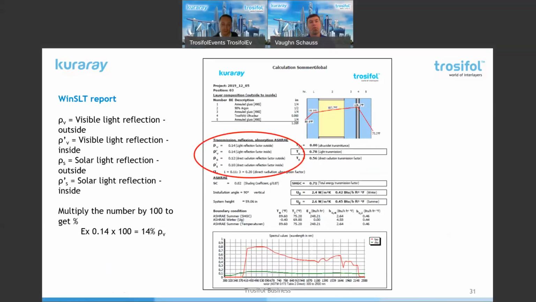On this side of the report, now we're looking at the reflection and the absorption. So we're looking at the visible light reflection on the inside, on the outside, the solar light reflection on the inside and the outside. And again, these are in a decimal, so you'll need to multiply those by 100 to get your percent.